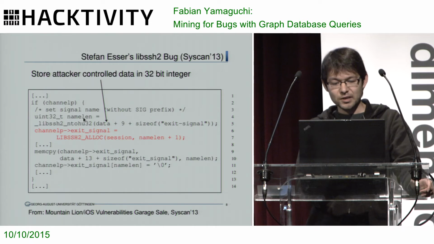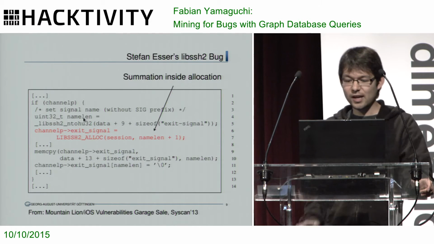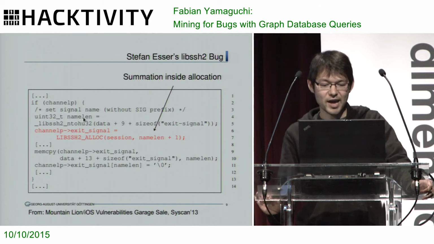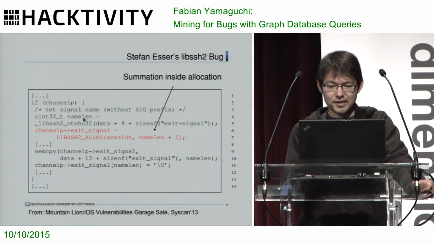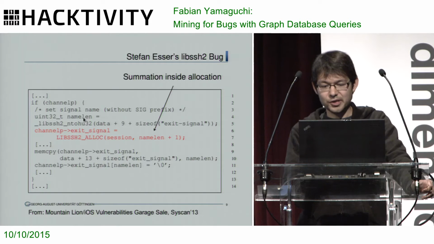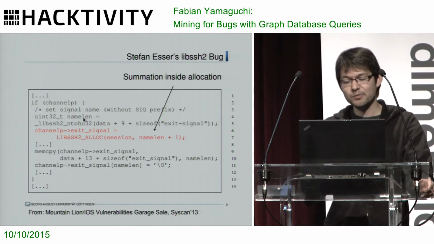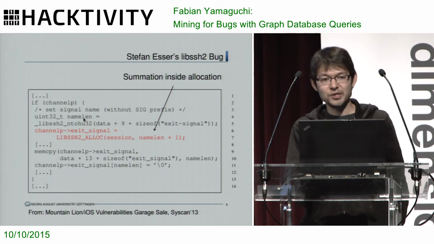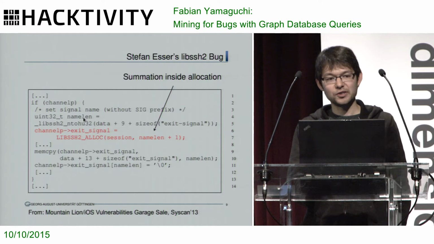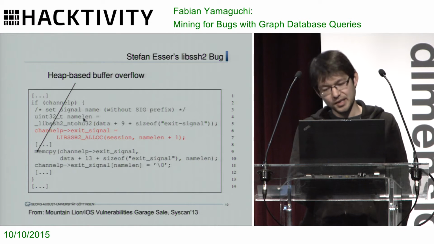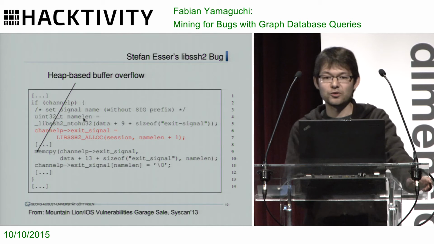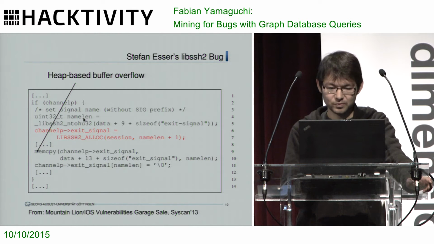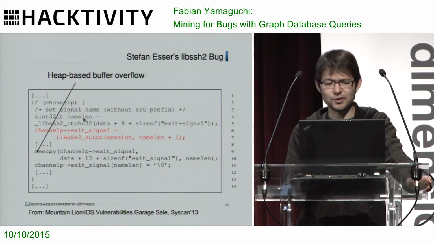And what then happens is we allocate a buffer, and we add 1 before allocation. And clearly, if we control this namelen field completely, then if we use a maximum integer, then what will happen is we get an overflow. And actually, it allocates 0 bytes. And then it copies namelen bytes into the buffer, so you get a heap-based buffer overflow. So this is a very classic thing. You see this all over the place.